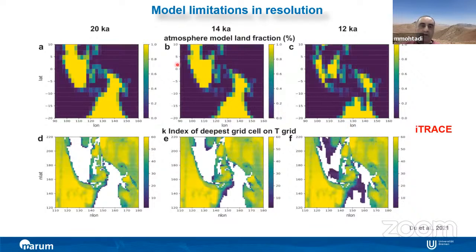This is the atmospheric component of the model on top, the top 3 panels, and this is the land component. For the last glacial maximum 20,000 years ago, meltwater pulse 1A roughly, and meltwater pulse 1B, more or less. And you agree with me that all those very significant and important sills and straits and basins and islands are not resolved in these kinds of models, and this results in deficiencies and shortcomings of models in simulating the climate of this region.